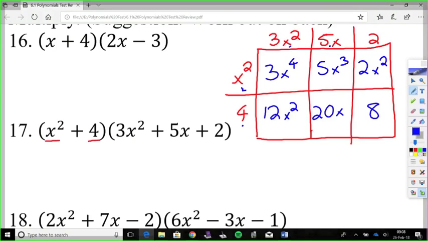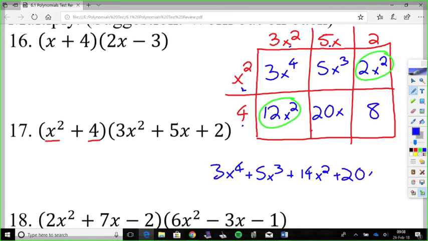Now it's kind of like the last problems where we're adding things together. Identify some like terms and combine those. So the only like terms that you'll see are the x squared terms. Everything else we're just going to bring down in our answer. So we have 3x to the 4th. There's no other x to the 4th term. We have 5x to the 3rd. No other x to the 3rd terms. But we've got these like terms here. 12x squared and 2x squared, which if you put them together, a positive 12 and a positive 2, that adds to 14x squared. And then we'll bring the 20x and the 8 down.